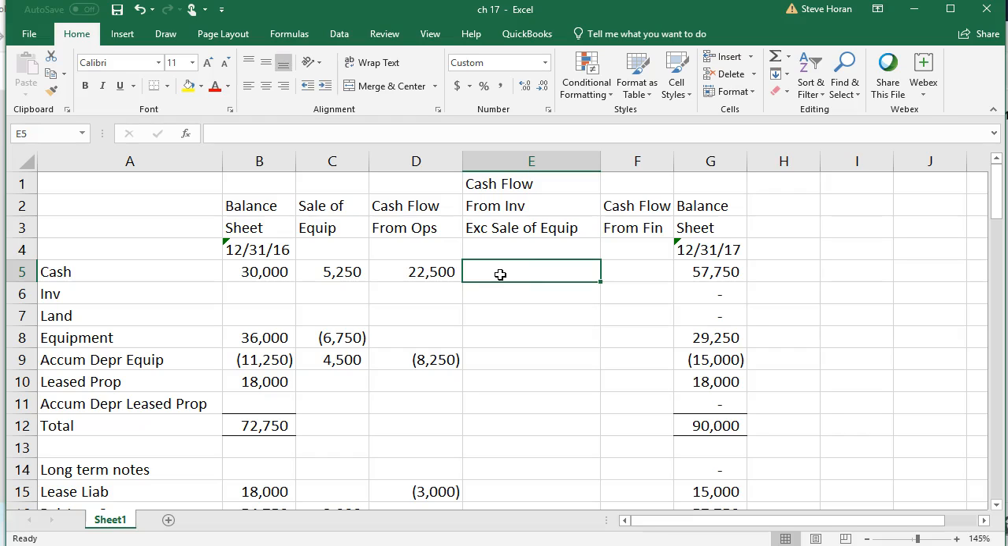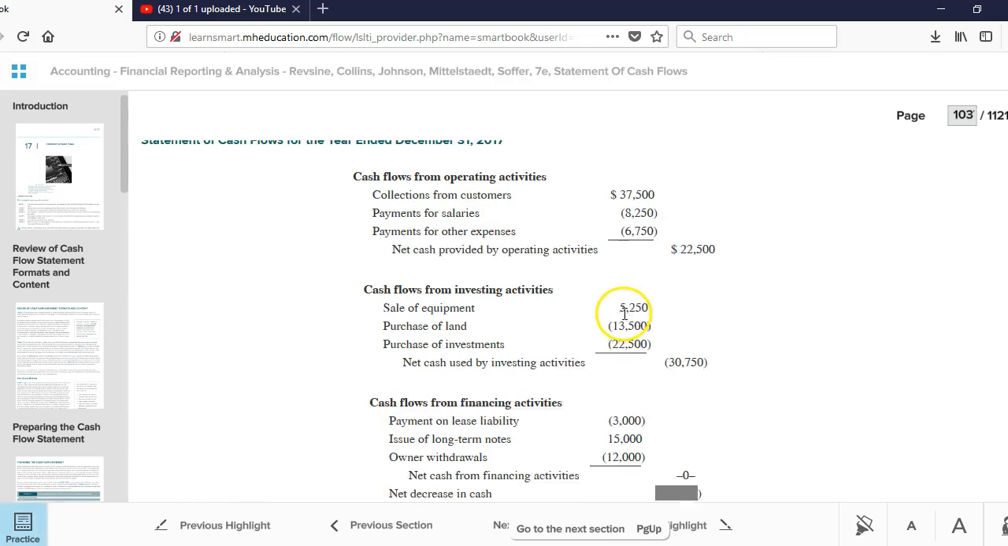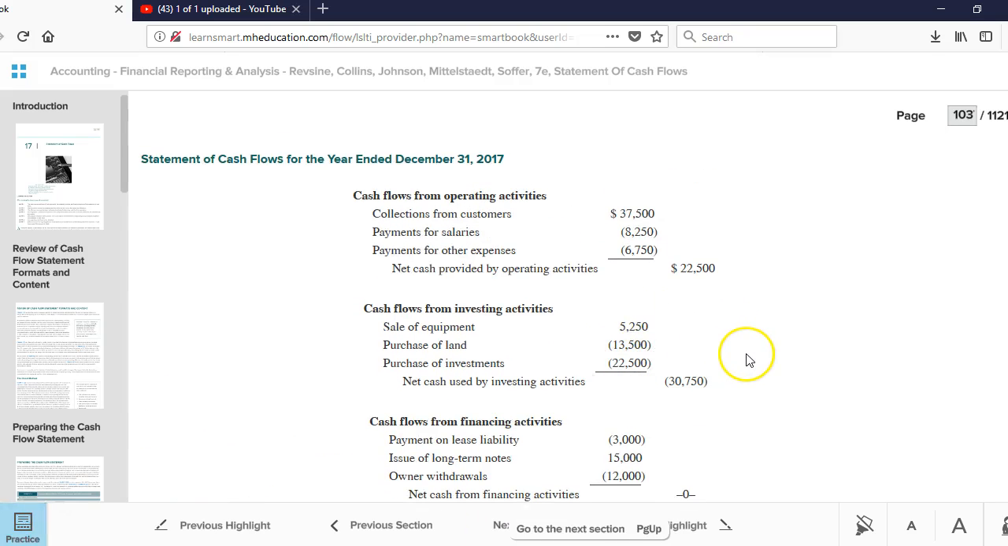So then I do my cash flows from investing, excluding the sale of equipment, because I already took care of that right here. So let's do my cash flow from investing with everything else. I come up to here, take a look at my investing category, and figure out what's going on. Well, I've got investments right here of 22.5, and I've got land right here of 13.5. Those are the two biggies. We've already dealt with the sale of the equipment, so I can't use this 37.50 because it includes the sale of the equipment. So I'm just going to focus on the two purchases.